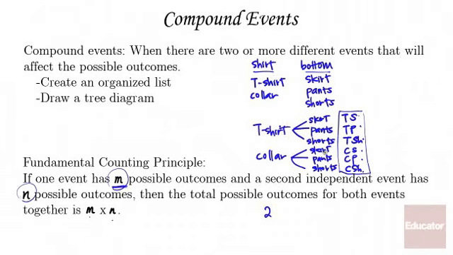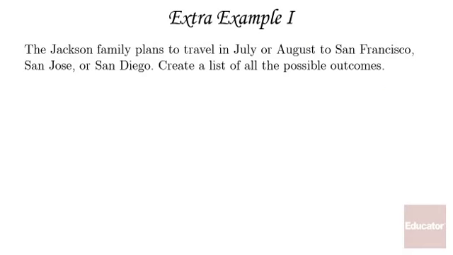And then our second event is the type of bottoms, skirt, pants, whatever we're going to wear. That's N. How many options do we have there? We have 3, right? So N is 3. We multiply them together and we're going to get 6. So I know that I have 6 possible outcomes total. That's the fundamental counting principle. Okay, let's do some more examples.